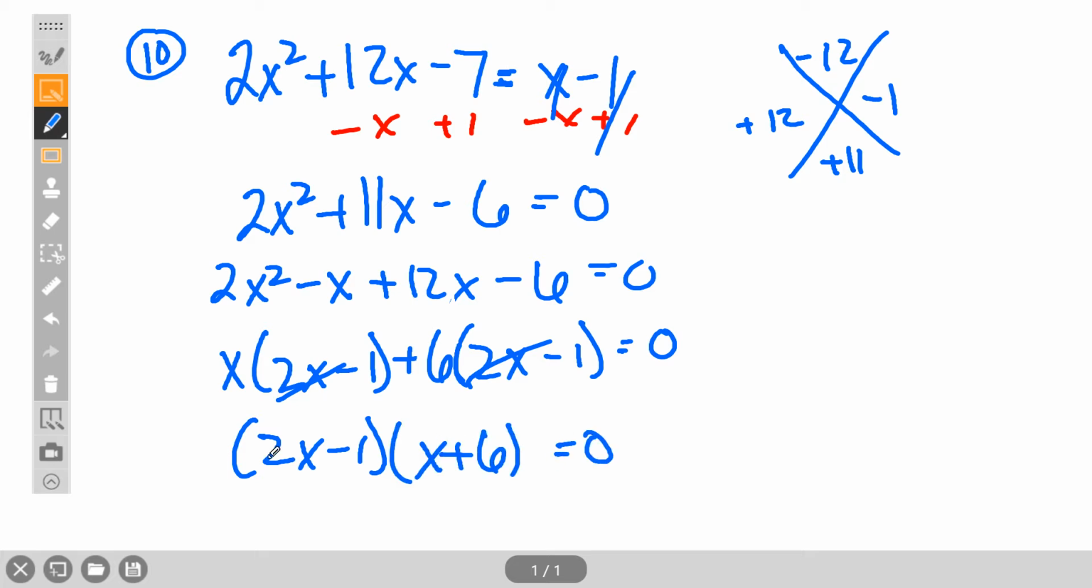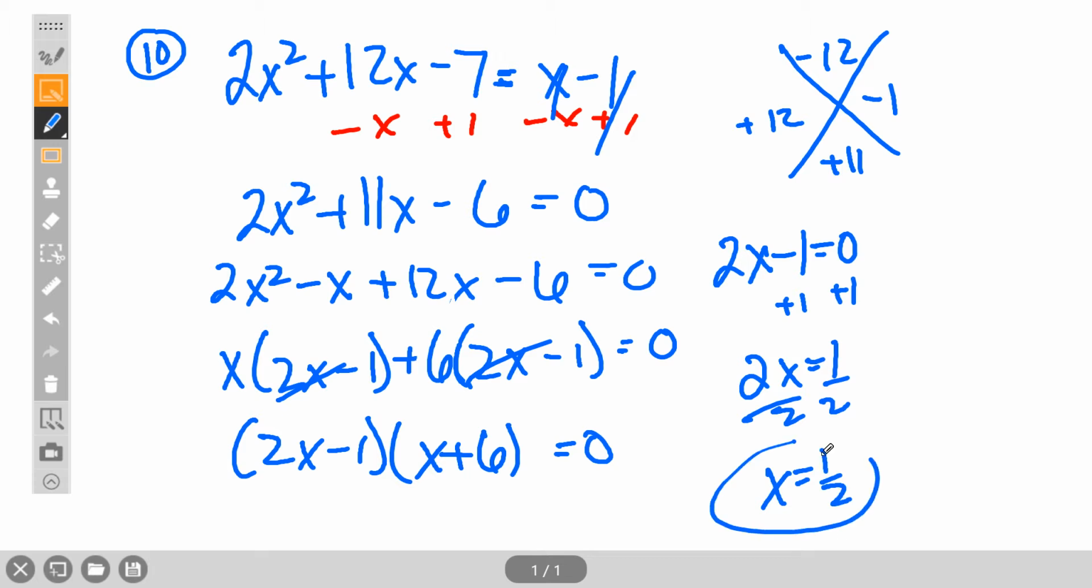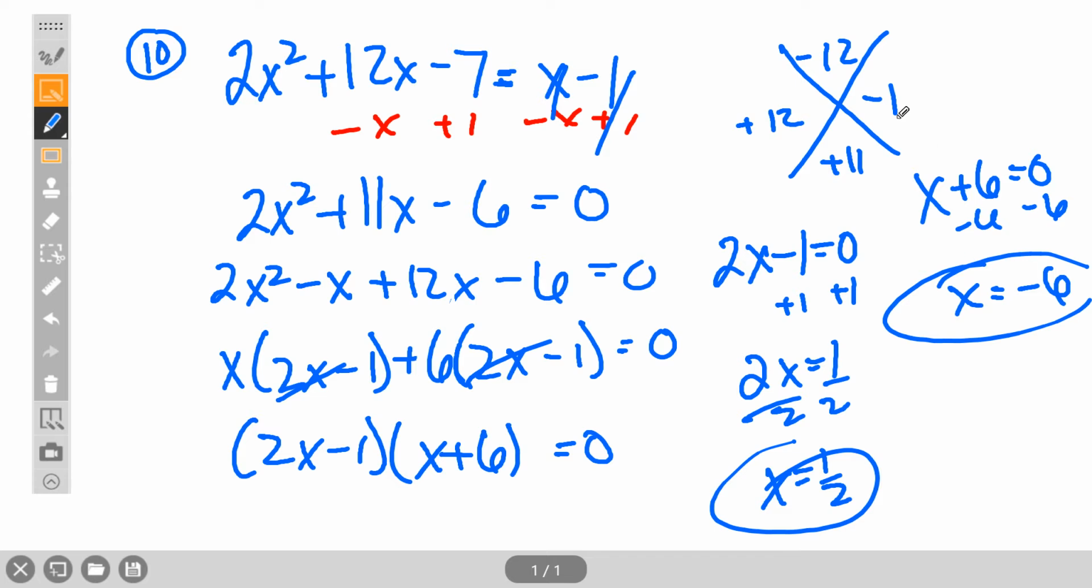So I will have two solutions, one for 2x minus 1 and one for x plus 6. To make 2x minus 1 equal to 0, I would solve that, so x is equal to 1/2. And then for x plus 6 to be 0, I would subtract 6, so x is equal to negative 6. So the solution set for number 10 is negative 6 and 1/2.